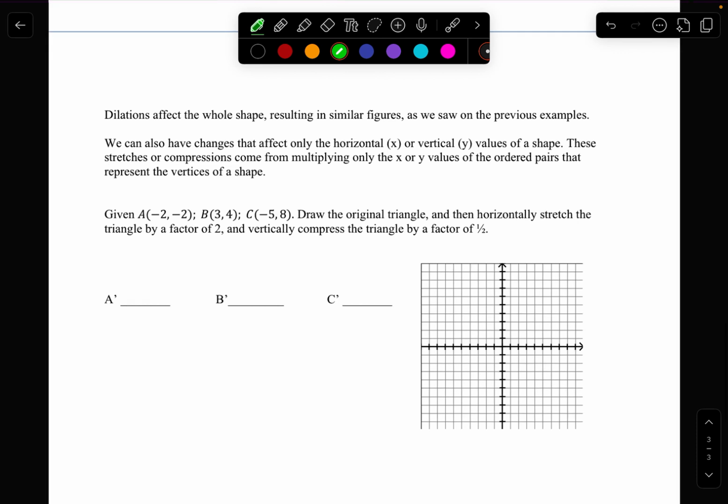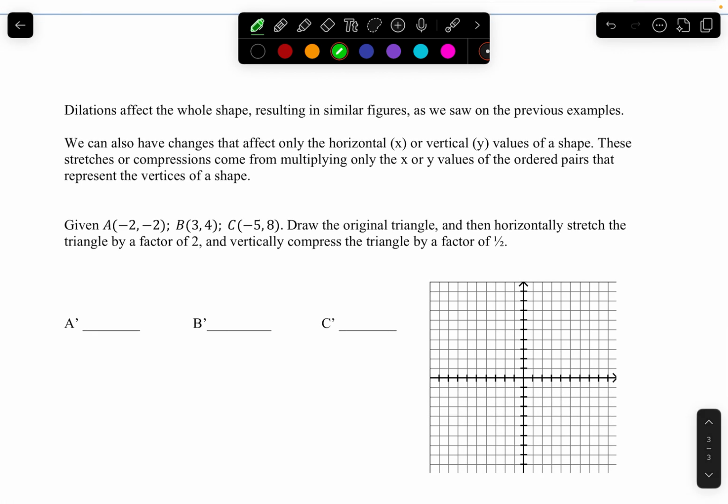All right, last. Dilations affect the whole shape, resulting in similar figures as we saw on the previous example. So everything that we just saw, the only thing that was changed was the size, right? The shape didn't change. The triangle was still the exact same triangle. It was just bigger or smaller. You can also have changes that affect only the horizontal X or the vertical Y values of a shape. These stretches and compressions come from multiplying only the X or Y values of the ordered pairs that represent the vertices of a shape.